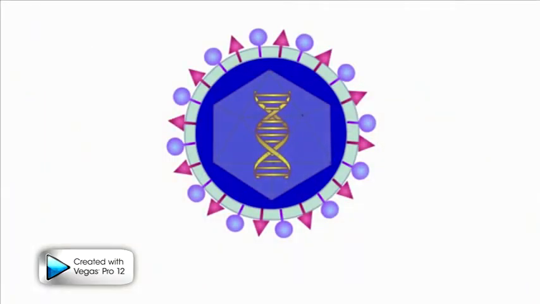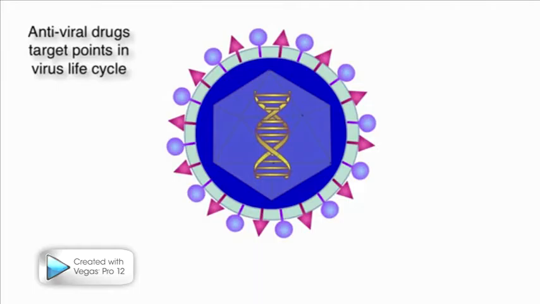By understanding how the life cycle of a virus works, scientists have been able to develop antiviral drugs that target specific points in the virus life cycle and thus prevent the virus from replicating.